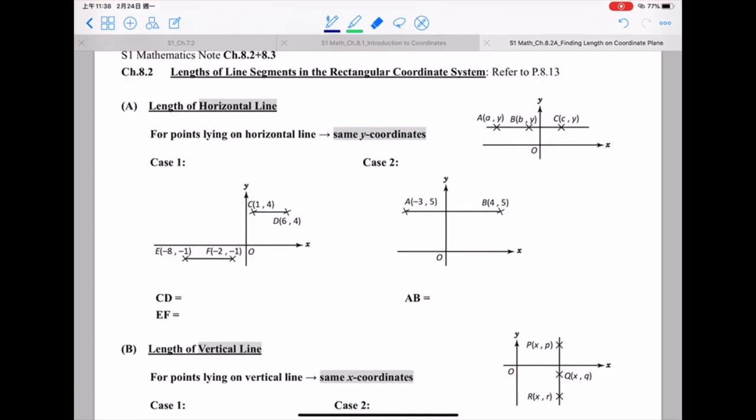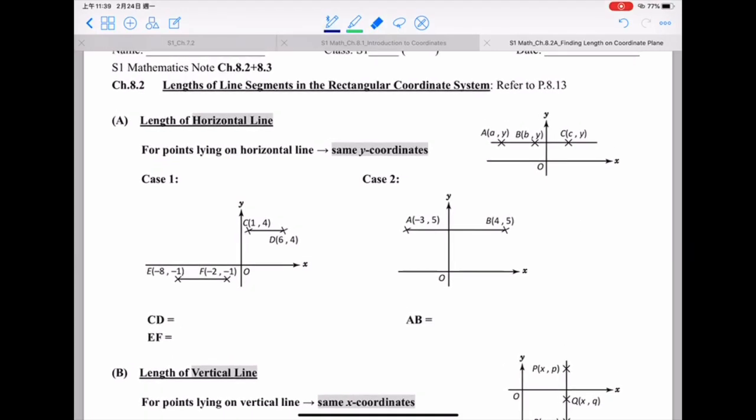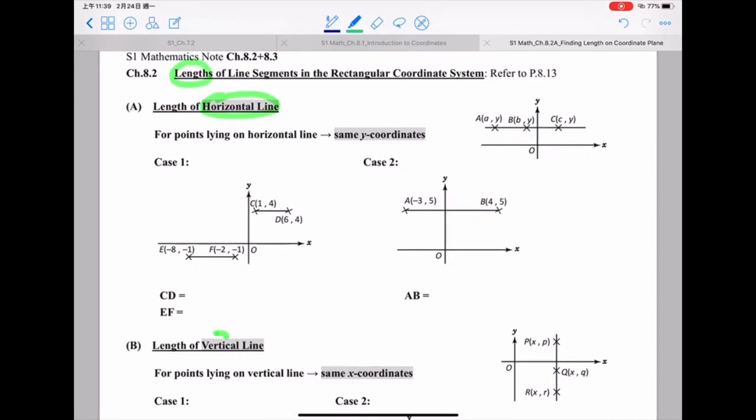Everyone, so let's continue a little bit more before Wednesday. 8.2. So you're going to learn how to find the lengths of two kinds of line. First one, horizontal line, and the second one is vertical line.